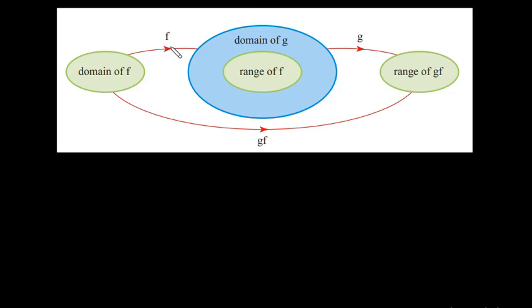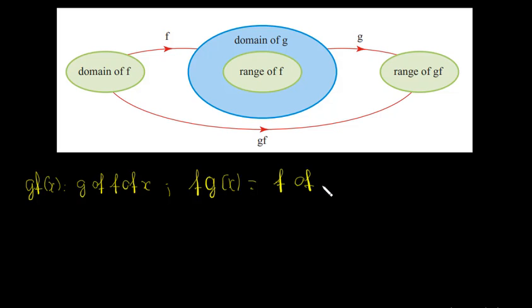Now we will use this diagram to understand more about composite functions and some conditions for composite functions. First, you need to know that gf(x) is called g of f of x, and fg(x) is called f of g of x. This is how we can read it.